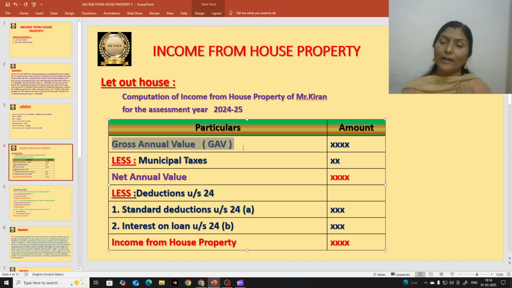We have to find out. How to find out then? There are 3 steps to calculate GAV. Let us go and follow the steps. After calculating GAV, we will record it here in the amount column. Let us go to calculation of GAV.